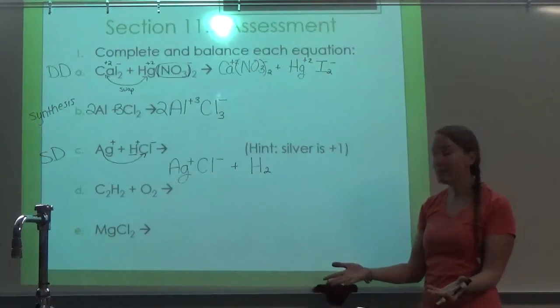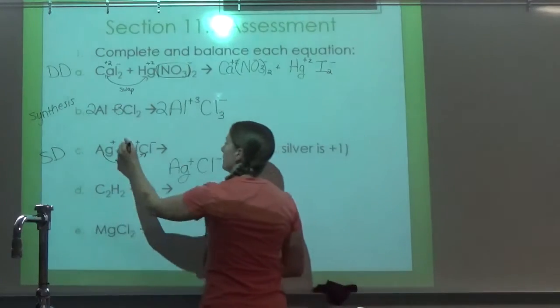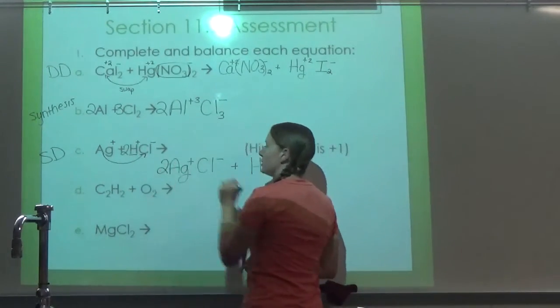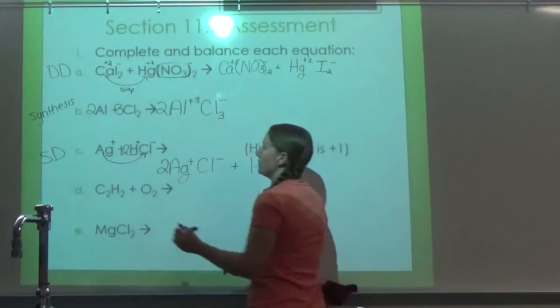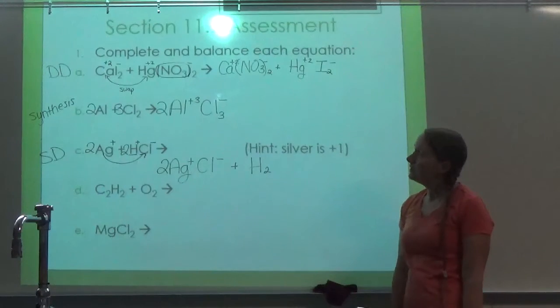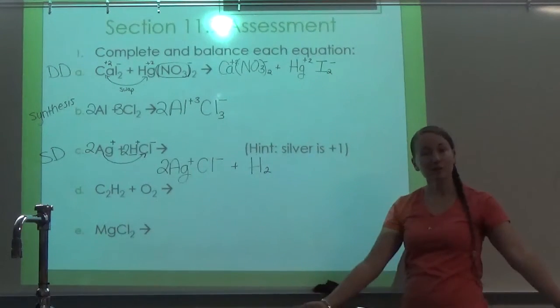So last step is to balance. I have 2 hydrogens, so I'm going to put a 2 right here. Now I have 2 Cls, so I'm going to put a 2 right here. Now I have 2 Ags, so I'm going to put a 2 right here. All right, so hopefully you got that one right.